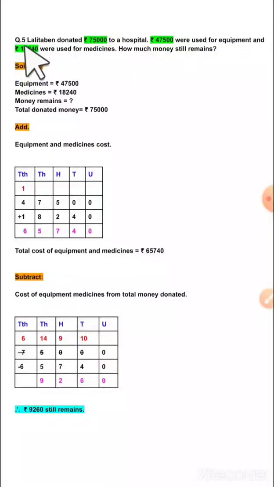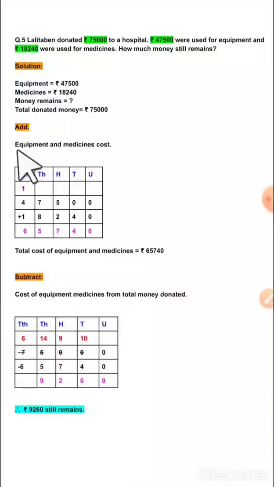Now question number 5. Lalita Ben donated 75,000 to a hospital. 47,500 were used for equipment and 18,240 were used for medicines. How much money still remains? See the solution. Equipment cost 47,500. Medicines cost 18,250. We need to find out how much money still remains, question mark, and total money donated was 75,000.